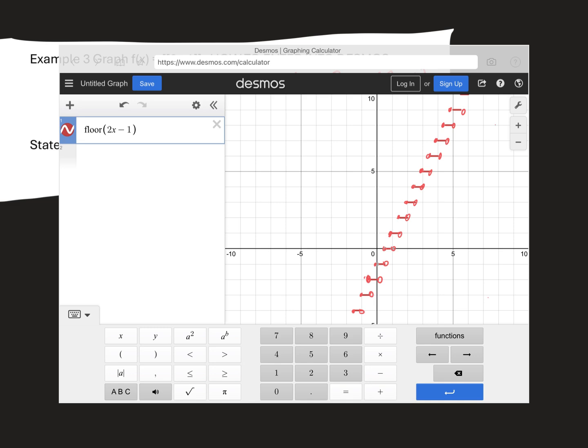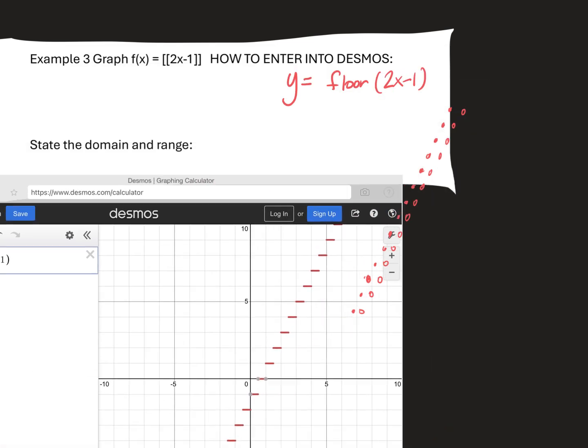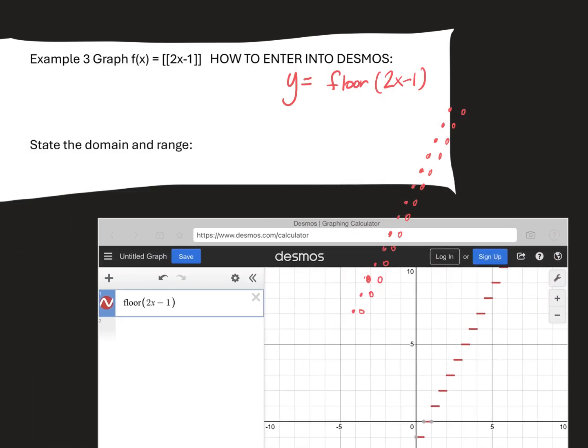I want to move that graph down so I can actually write. So my little dots are going to be left behind, but that's okay. All right, so it says state the domain and the range. The domain is from negative infinity to positive infinity. And my range is the set of integers. There is a way to write that in set builder notation, but we'll just say the set of integers because the answer would be an integer, the greatest integer function.